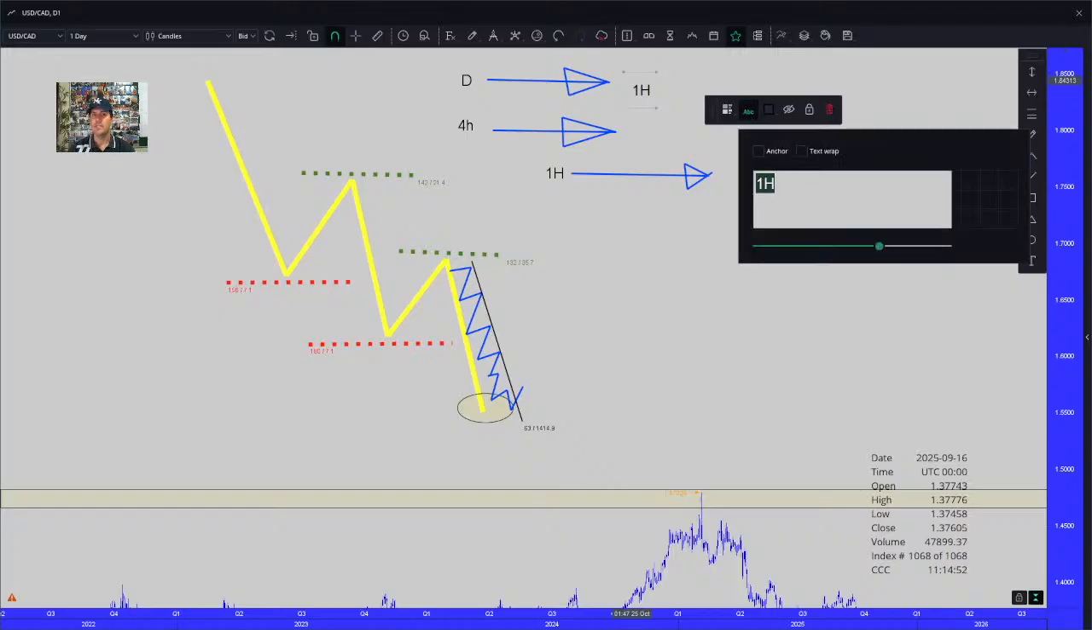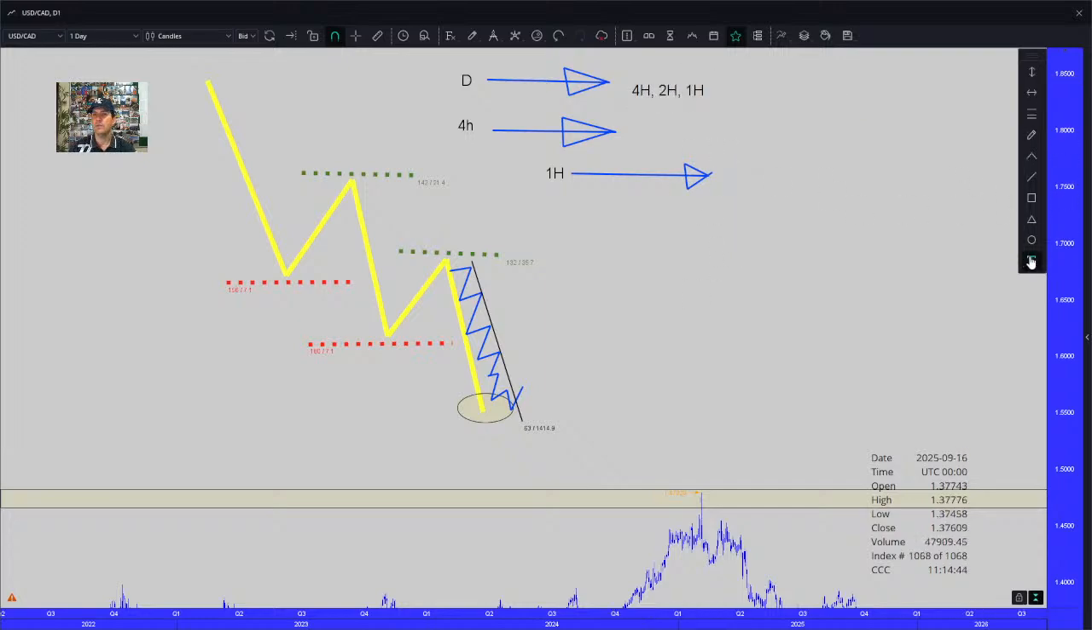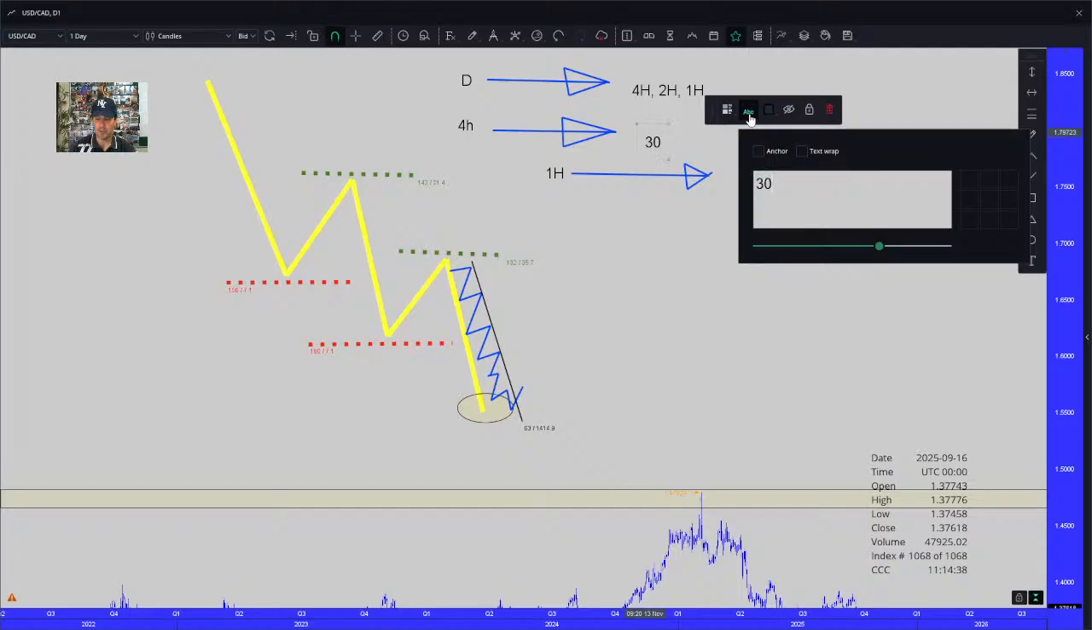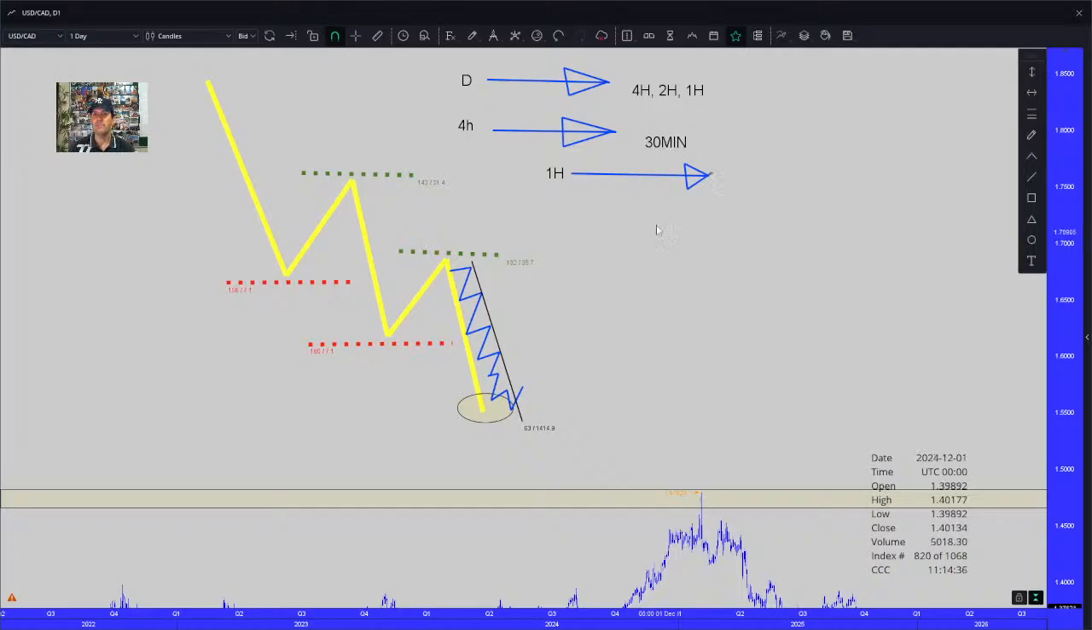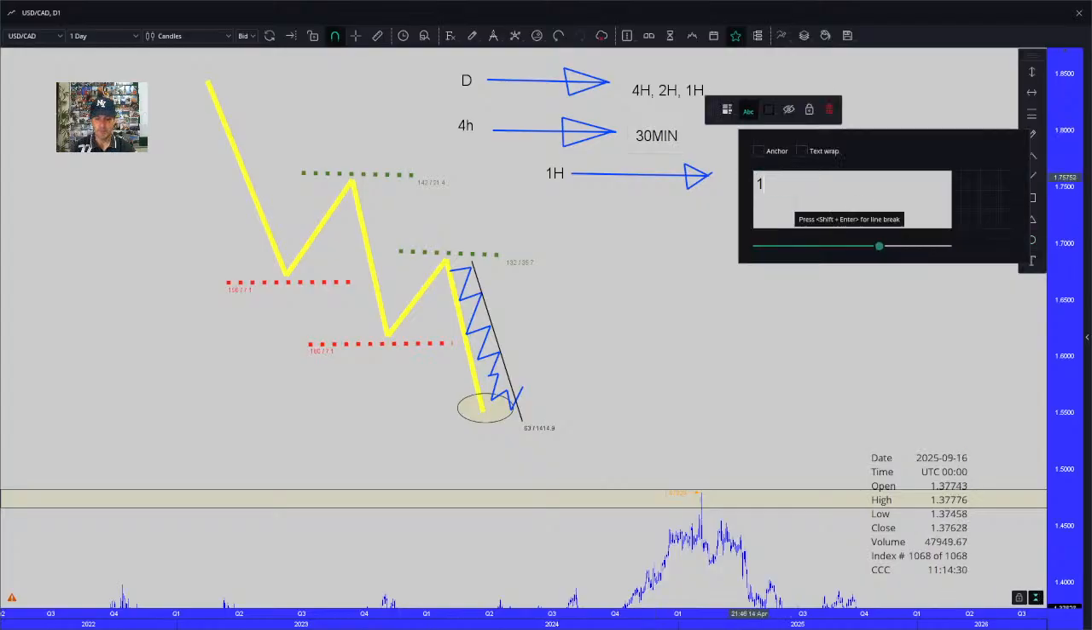Thank you, Alex. The lower time frame to the daily, everybody, is the 4 hour, the 2 hour, and the 1 hour. Okay, the lower time frame to the 4 hour is the 30 minutes only, and the 1 hour is the 15 minutes. All right, those are the rules. 15 minutes. Okay.